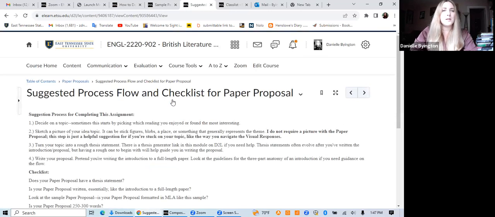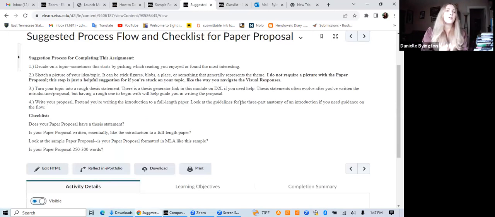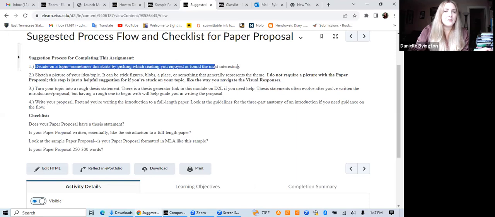And I think that sometimes that's because, when I say it's like an introduction to a paper, we don't always start by writing the introduction when we're writing a full-length paper. Sometimes we start filling in pieces of information from research that we've done, right? So here is a suggested process flow for writing this. The very first thing that you have to do is pick a topic. You can't do anything else at all. It's impossible to do anything else until you decide on a topic.